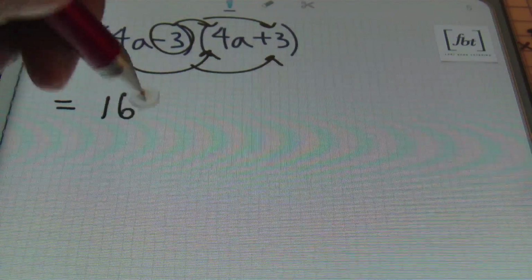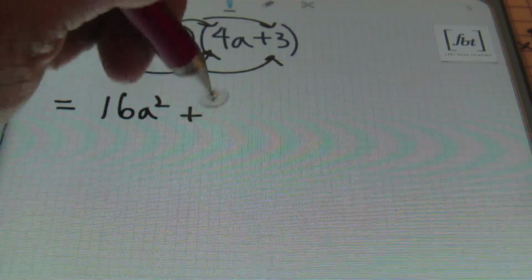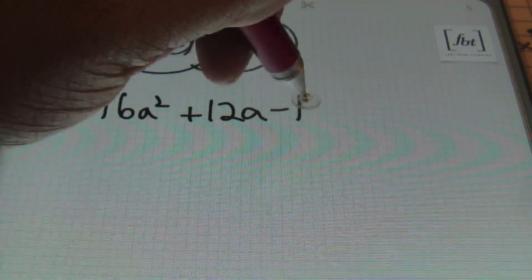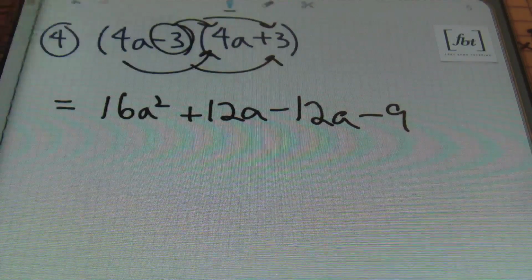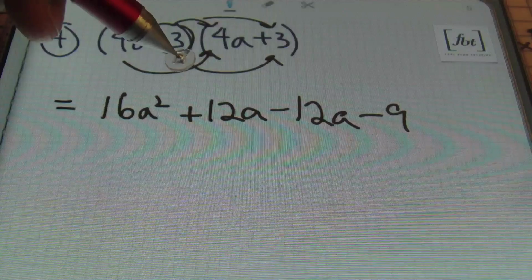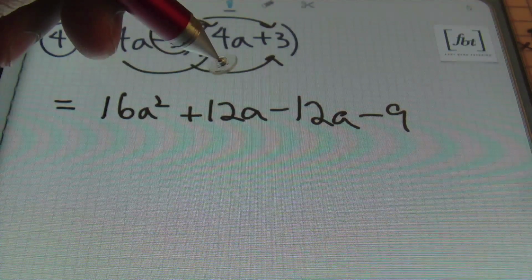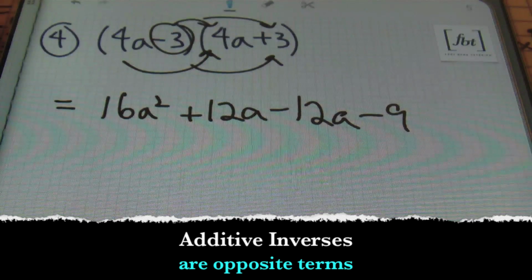That'll give me 16a squared. I next will have 4a times 3, which is going to be 12a. Then multiplying negative 3 times 4a, that'll give me a negative 12a. And then I have negative 3 times 3, which is negative 9. Notice that we always will distribute and then combine any like terms that we may have. These two middle terms are like terms, but they're also additive inverses, meaning that they're opposites of one another. Anytime you're trying to combine opposites, it equals 0.